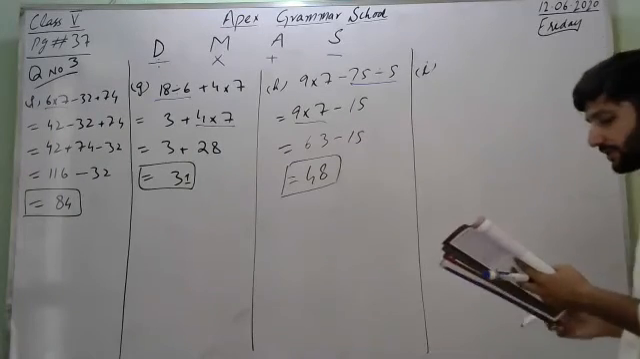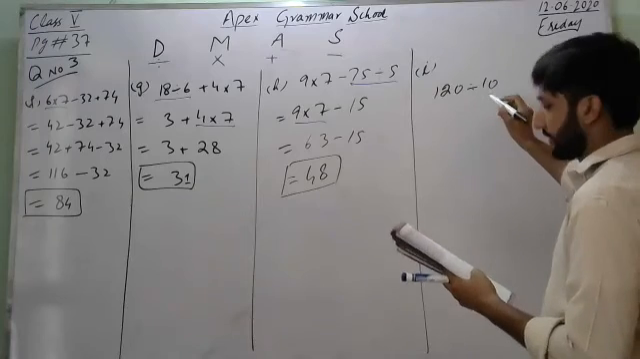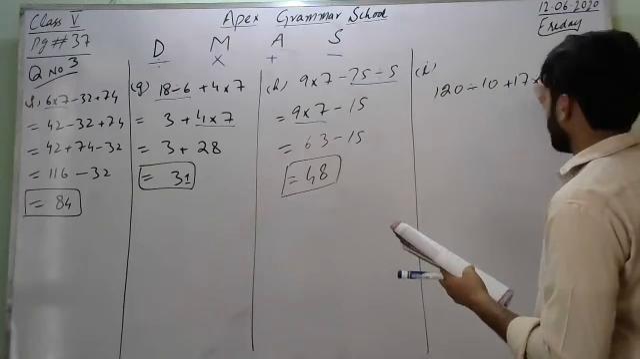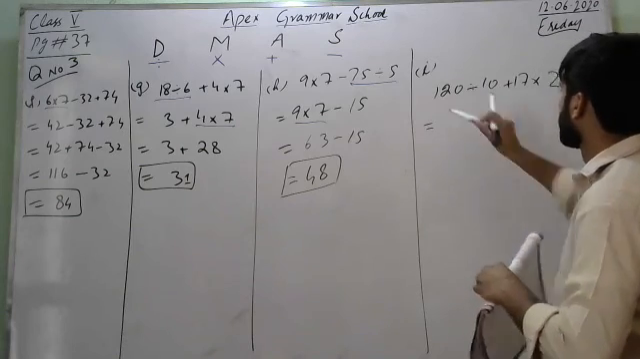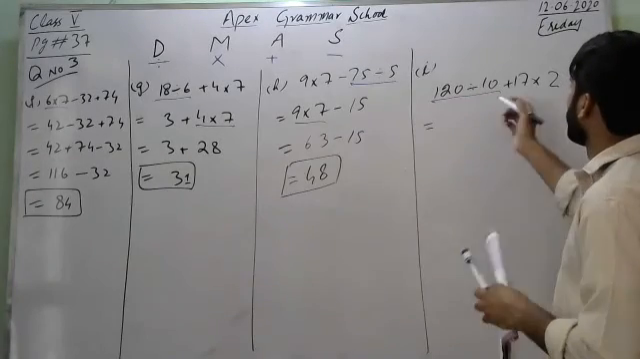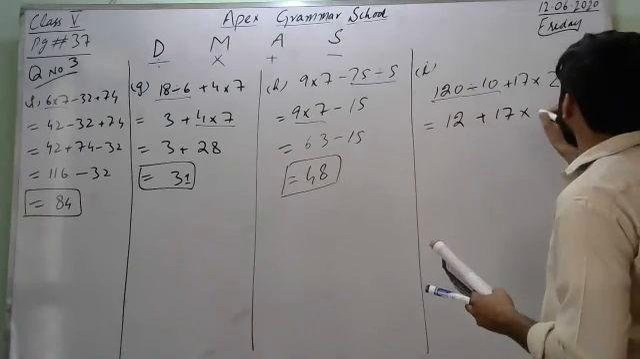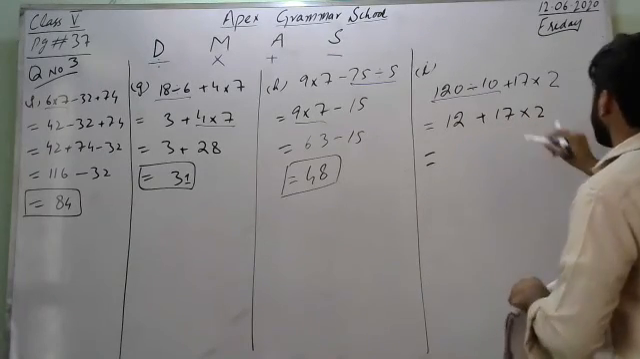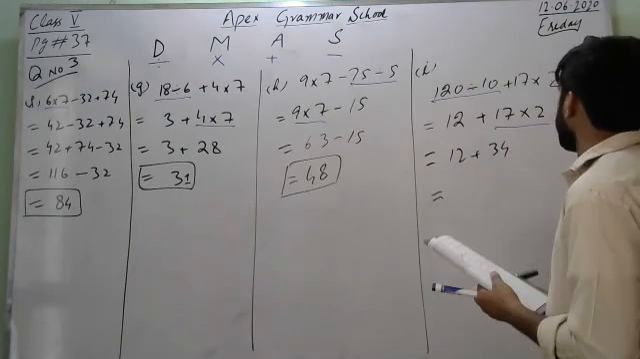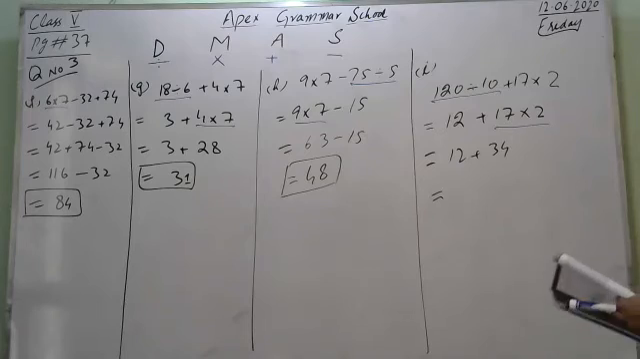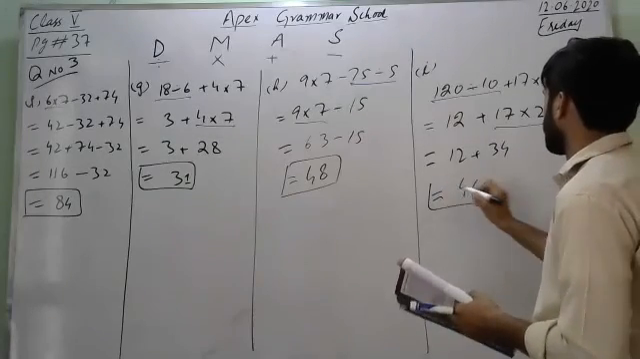Last part of this question is 120 divided by 10 plus 17 multiplied by 2. Division. 120 divided by 10, answer is 12, plus 17 multiplied by 2. Now multiplication. 12 plus 34. 34 plus 12, answer is 46.